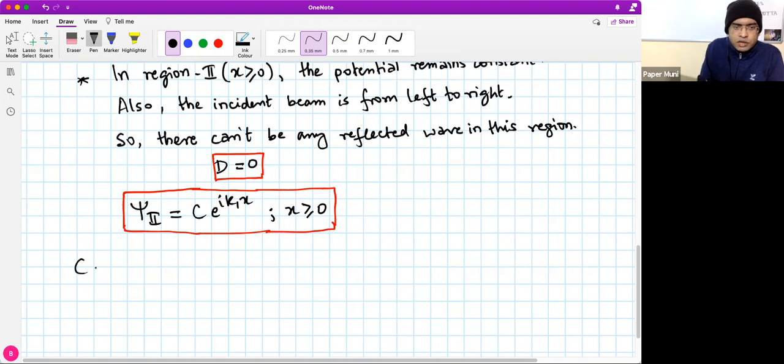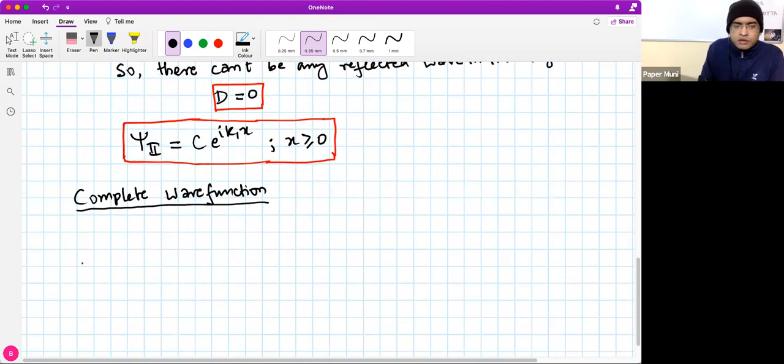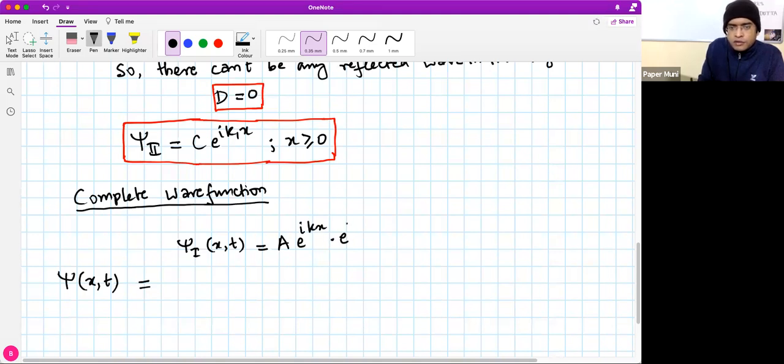When I say complete, it means that we are adding the time factor. We have not yet added anything related to time. So what we have to do is multiply the exponential factor, which includes time, to these wave functions, and we'll get the complete wave function. So if we write psi of x,t, we have two parts: psi 1 of x,t for region 1, where we have a e to the power iota kx, and the time part is minus i omega t.